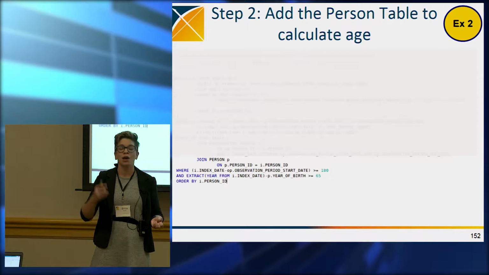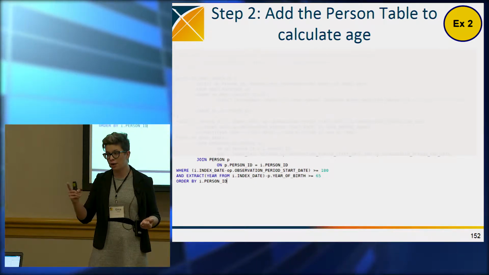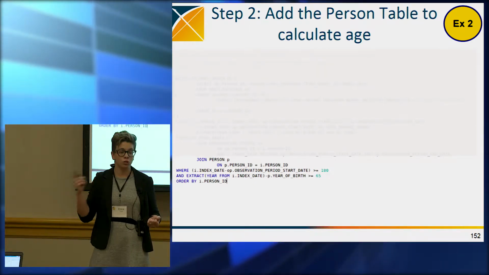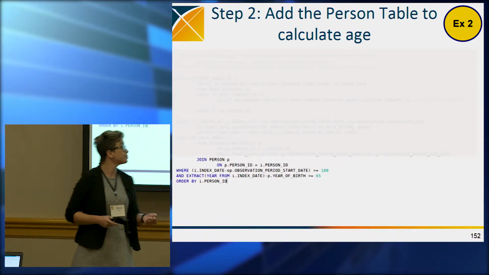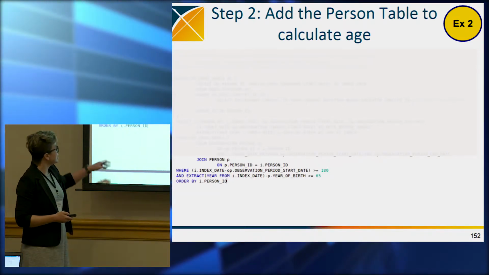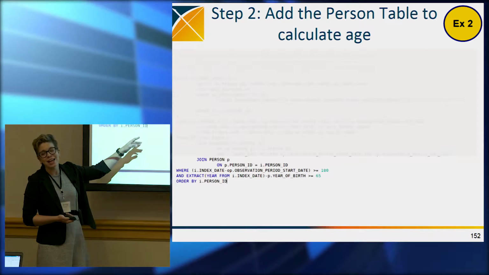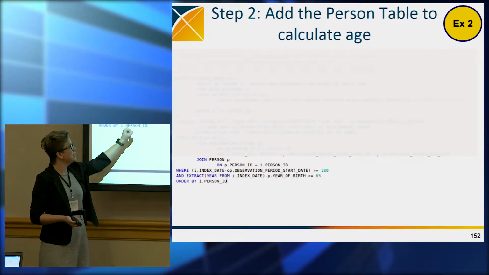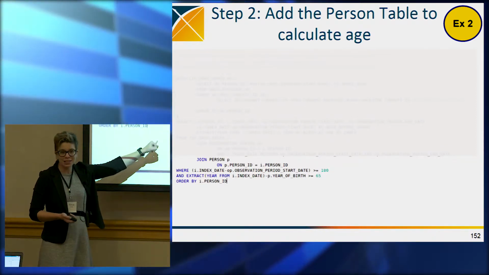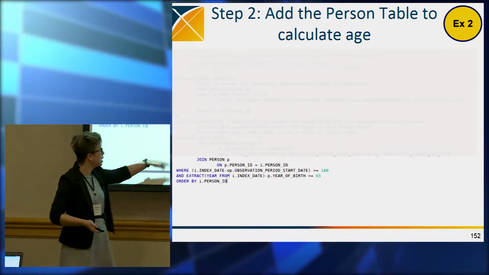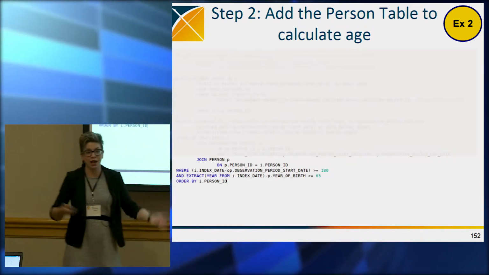Because in the CDM, every person should only have one record in the person table. Otherwise, you're breaking a rule of the CDM. And in this case, then, like I said, usually we only have year. So I need to extract the year from the index date, so whatever it was, 2014, and I'm going to subtract the year of birth to calculate an age.